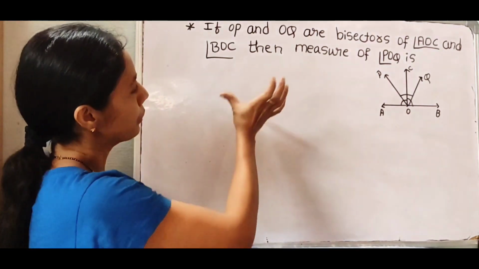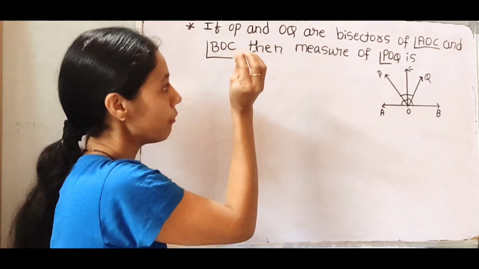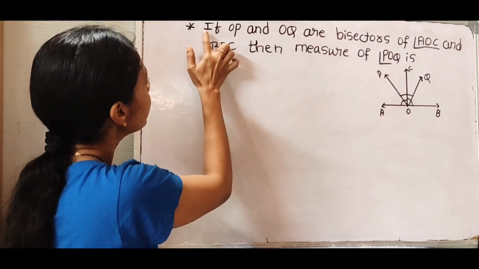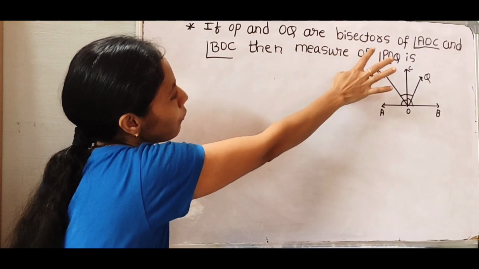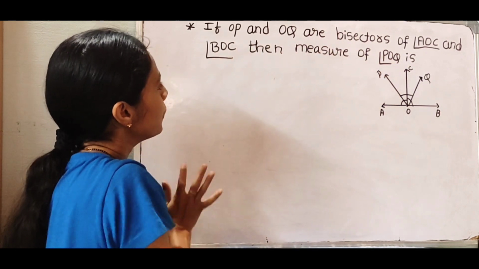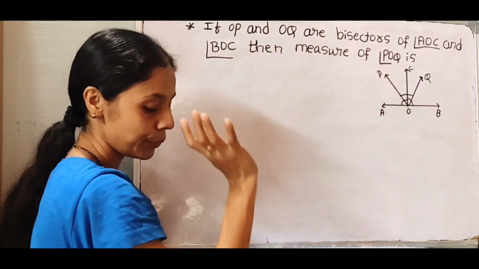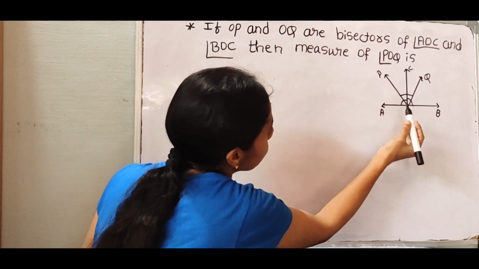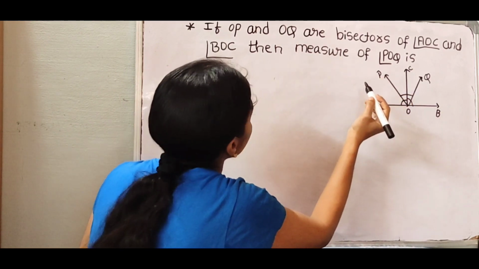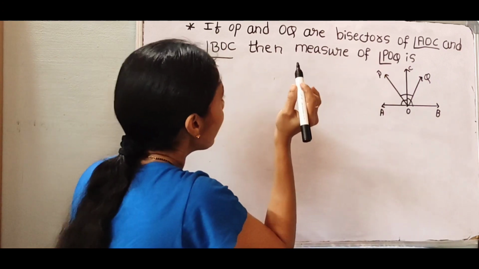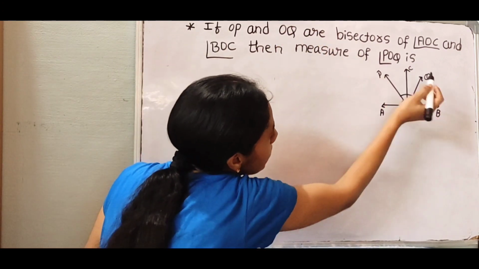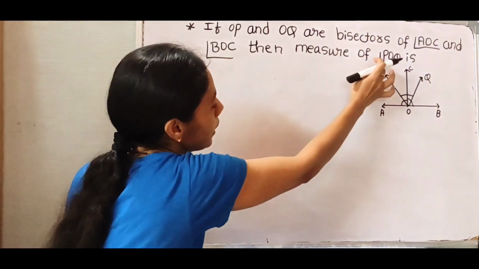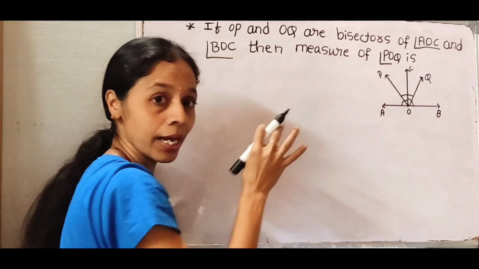Today we solve angle sums. They are very important for all competitive exams. How can we solve? Consider if OP and OQ are bisectors of angle AOC and angle BOC, then find the measure of angle POQ. OP is the bisector of angle AOC and OQ is the bisector of angle BOC. What we find out is the measurement of this angle. How can we find out?